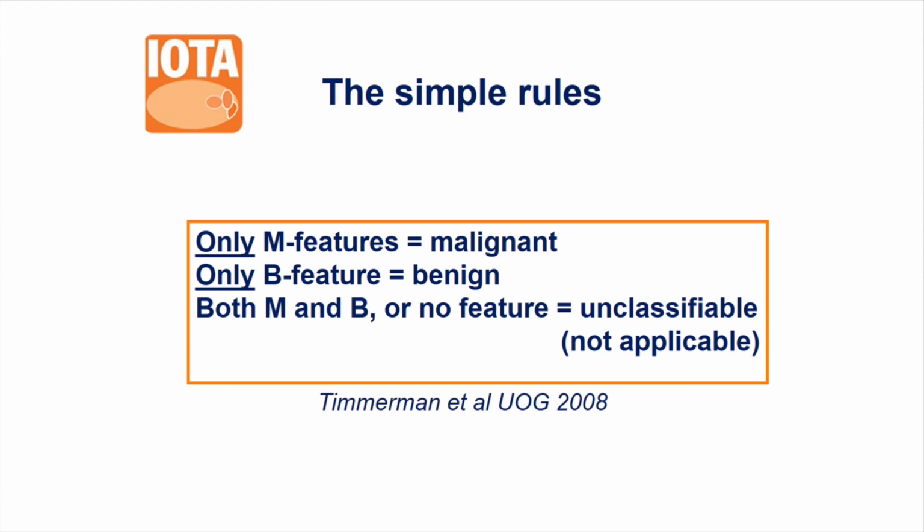And if there are only malignant features, the mass is classified as malignant. If you have only benign features, the mass is classified as benign. If there are both malignant and benign features, or if none of the 10 ultrasound features is present, the mass cannot be classified using the simple rules.